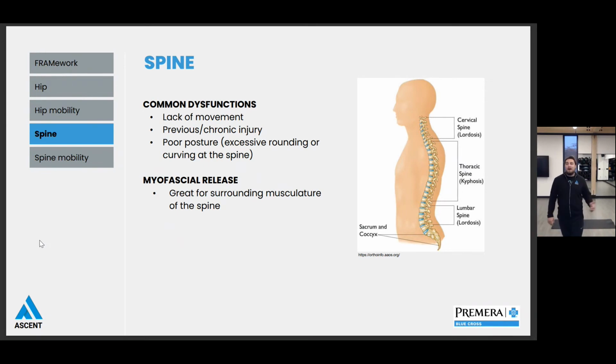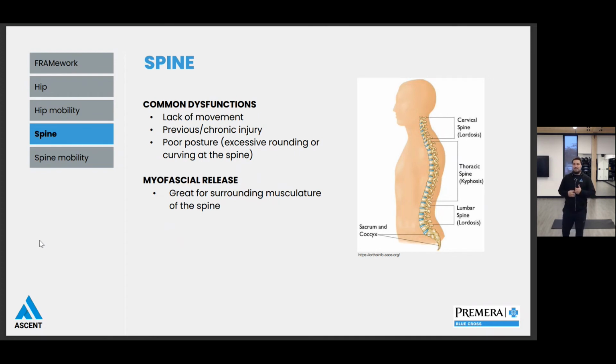So the spine is of huge importance. It provides our body's structure and support, and in a lot of ways, it's the foundation of our human movement system. A lot of things are connected to and are outlets from our spine, so we're going to place a real big importance on it. Common dysfunctions that can lead to some spinal problems are caused by lack of movement, previous chronic injury, and poor posture. So we're going to focus on lack of movement and poor posture.